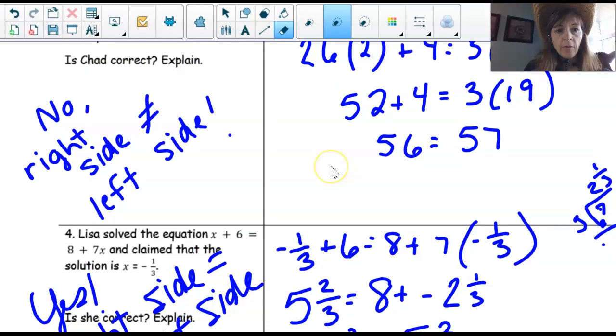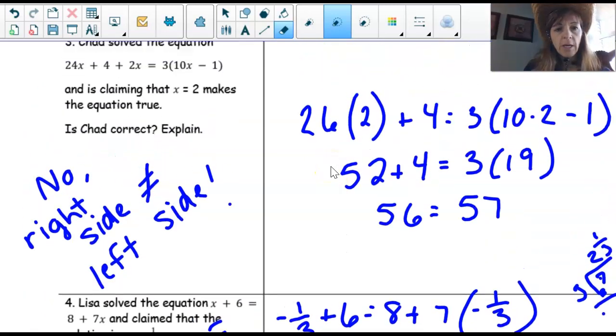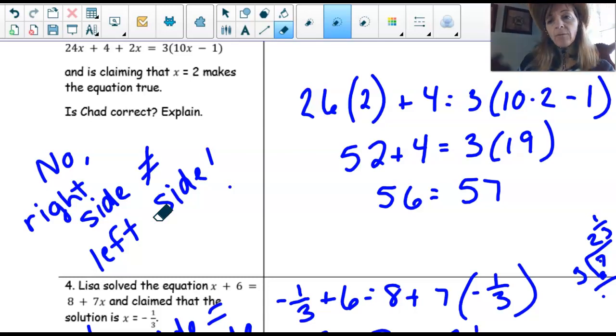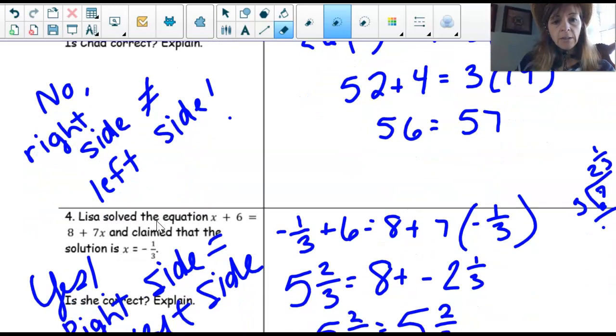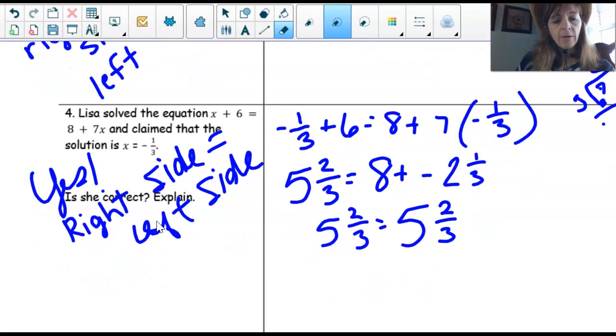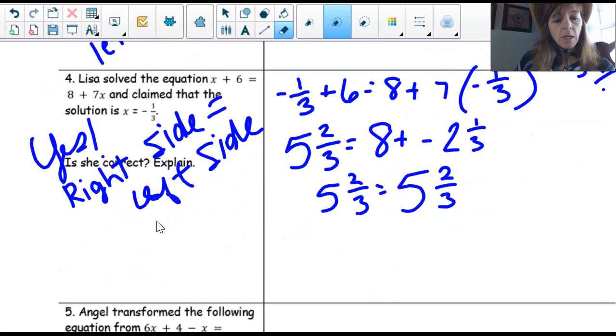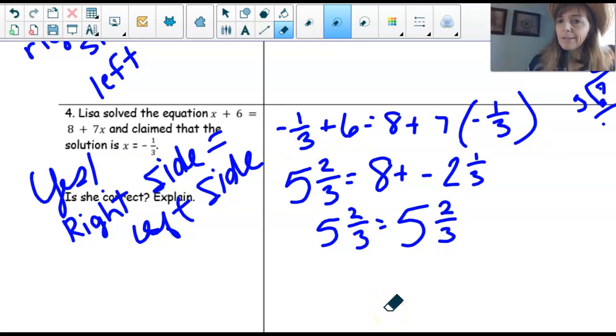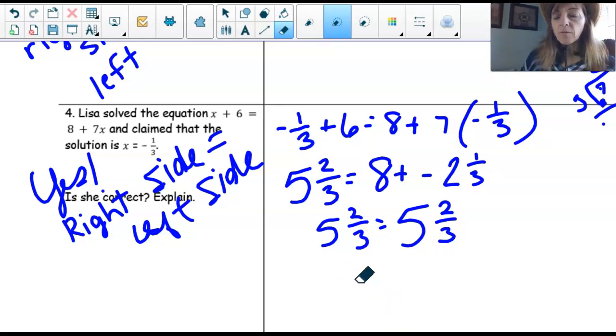Alrighty, so for this one about Chad, so 56 does not equal 57, and notice what I did here. That's a does not equal sign. Okay. Your standard explanation can always be the right side does not equal the left side, or if it is a solution, the right side equals the left side. Okay, so that's what you're looking for. And then the very last one. And yes, the right side equals left side. Okay, 5 2/3 equals 5 2/3.